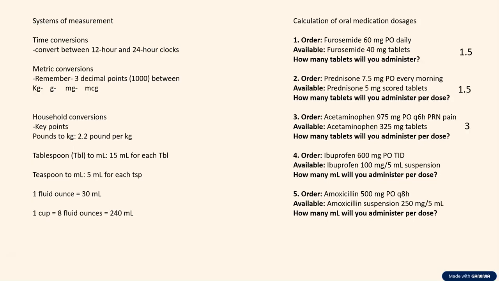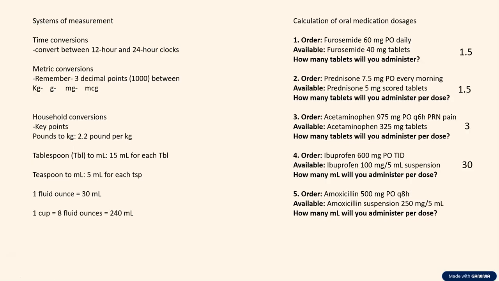Number 4, the order is for ibuprofen 600 milligrams PO TID. You have available ibuprofen 100 milligrams per 5 milliliter suspension. I had to pause for a minute, so apologies because I don't remember where I last left off. Ibuprofen 600 milligrams PO TID. Available is ibuprofen 100 milligrams in a 5 milliliter suspension. How many milliliters will you administer per dose? And you will administer 30 milliliters per dose.